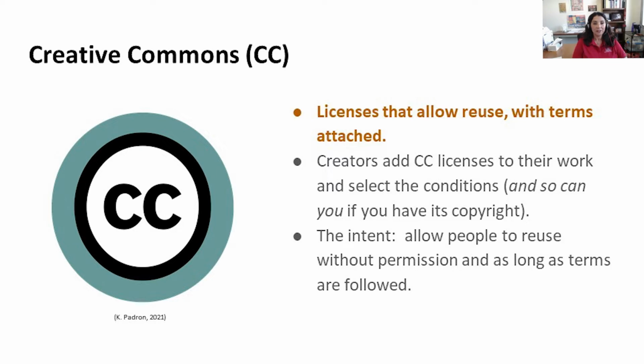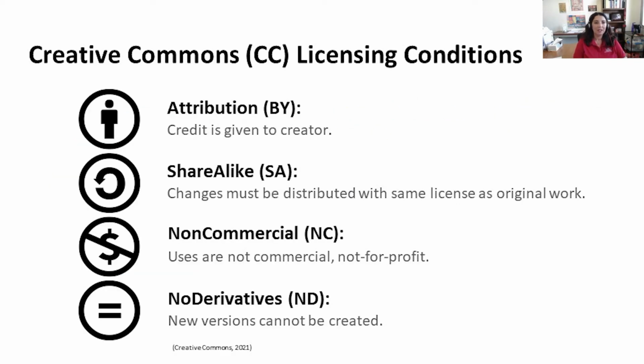Creative Commons licenses also have a variety of conditions that could be attached to a work, so that you can tell a person if they want to use, say, an image or some photographs that you had taken: I hold the copyright, but you can use it if you attribute me and you don't make derivatives, for instance. That's a type of license that could be attached to a Creative Commons work. And the whole intent is really to allow people to reuse these kinds of work without permission and as long as terms are followed. Now, Creative Commons has four broad licensing conditions.